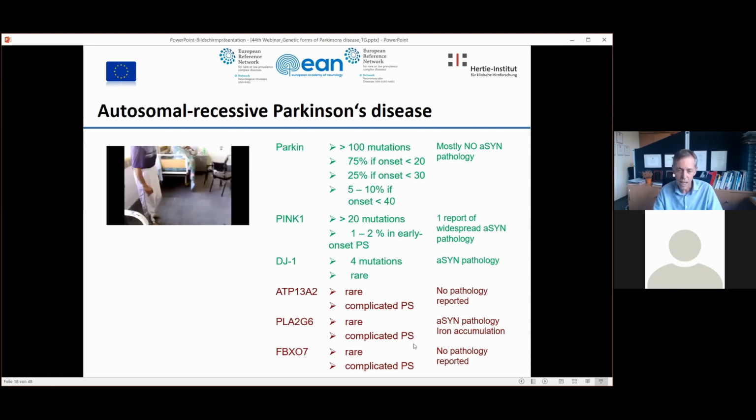And then there's another class of recessive genes that cause complicated Parkinsonian syndromes. So they usually have other symptoms like spasticity, dystonia, cognitive impairment, and we're not going to talk about them in more detail. The ones that are related to the pure Parkinson's disease, we have at least some conception of what these genes do that could cause the detrimental effect on the dopaminergic neurons.